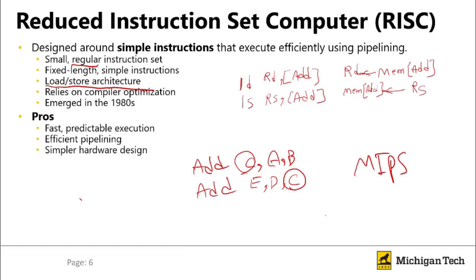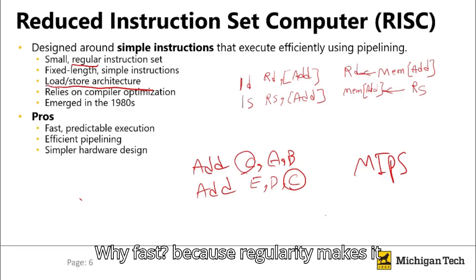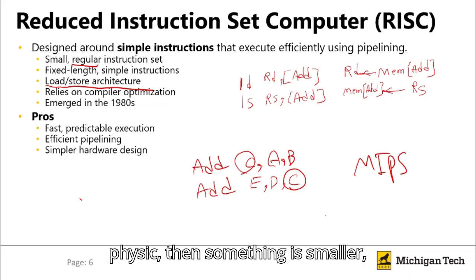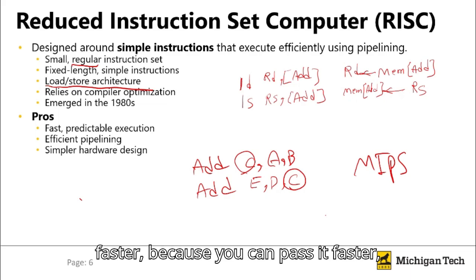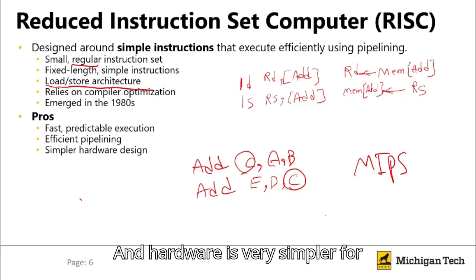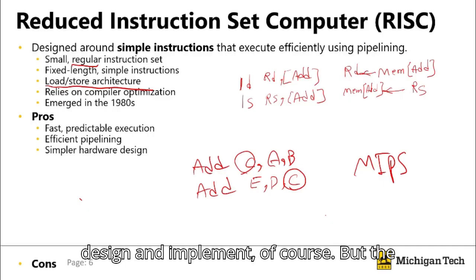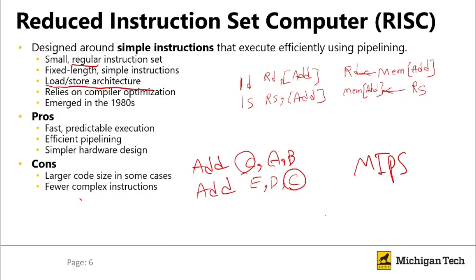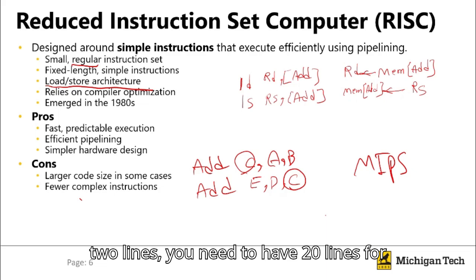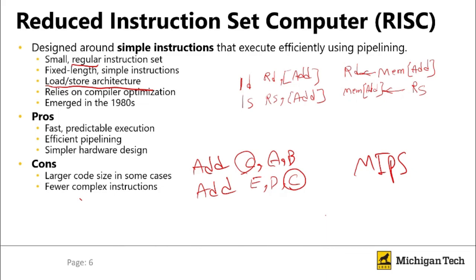So what was good about it? Fast, very fast. Why fast? Because regularity makes it fast. If it's small, it's physics: something smaller is faster, because you can pass it faster. And it's predictable. The pipeline is very efficient, and the hardware is much simpler to design and implement, of course. But the problem was larger code. Instead of having 2 lines, you need to have 20 lines for implementing simple code.